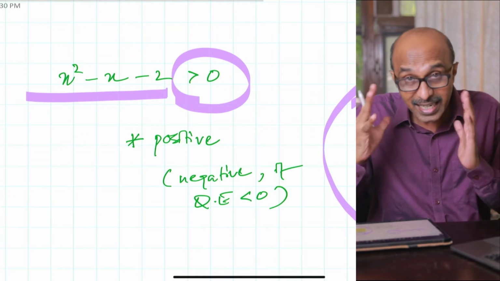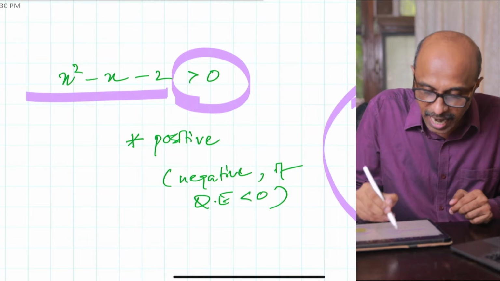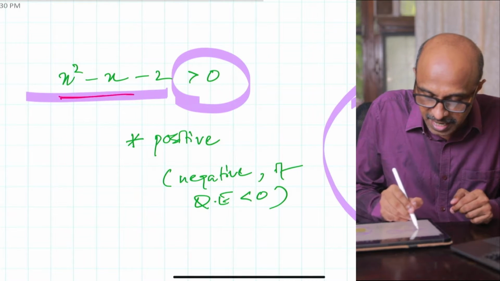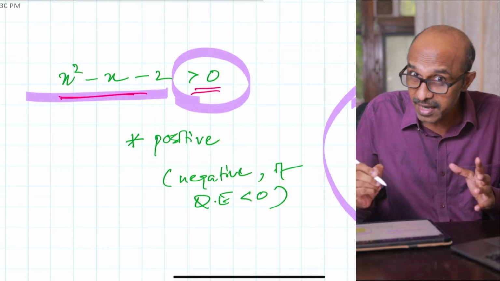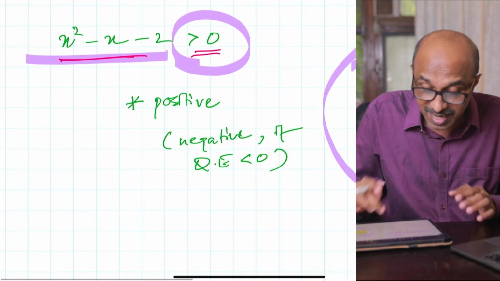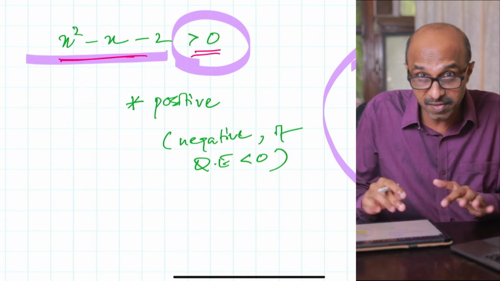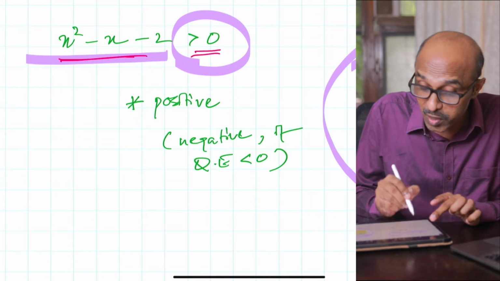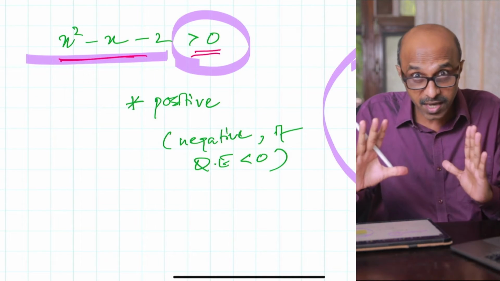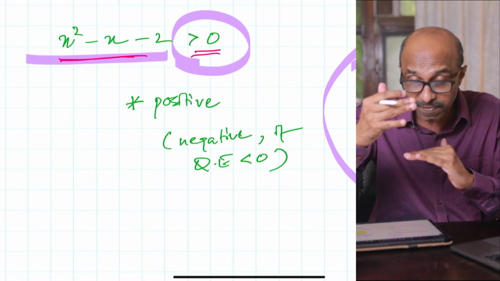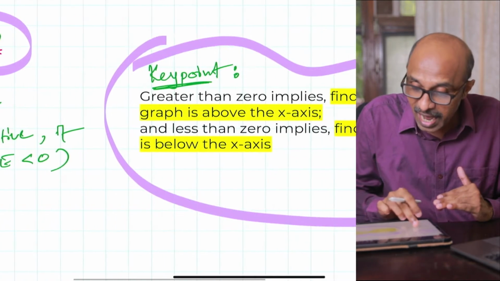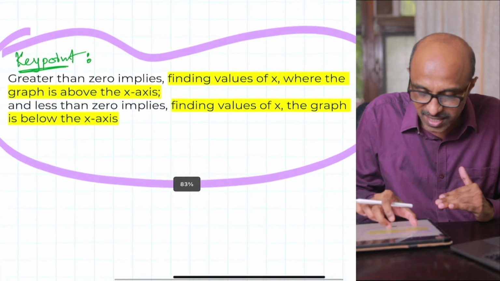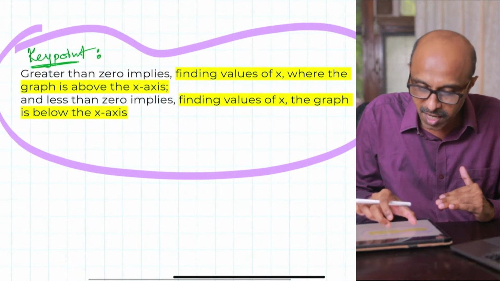Now, if our understanding is that the quadratic expression is positive, then it all boils down to graphing this quadratic curve, the parabola. If we can make a sketch of this parabola, then just by looking at the graph, we can say where it is positive. And positive means above the x-axis. So that's the key point to remember.